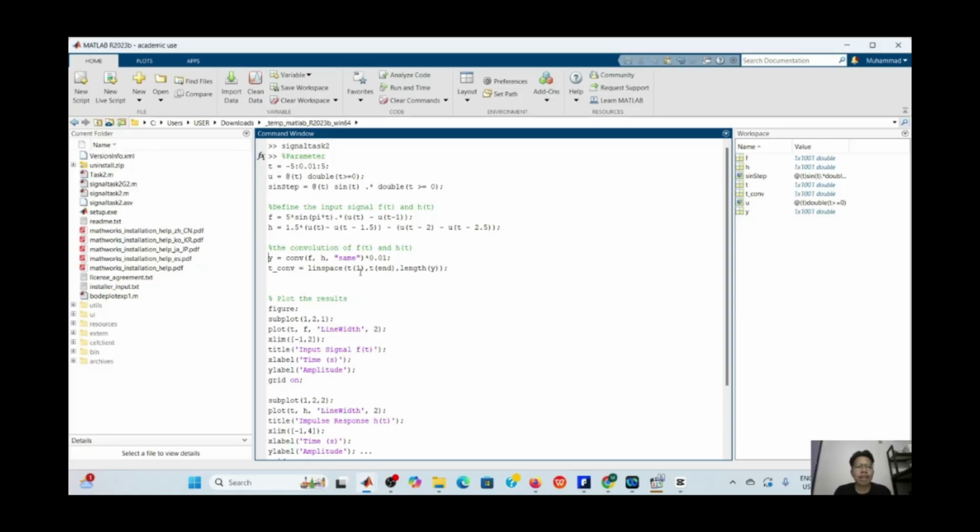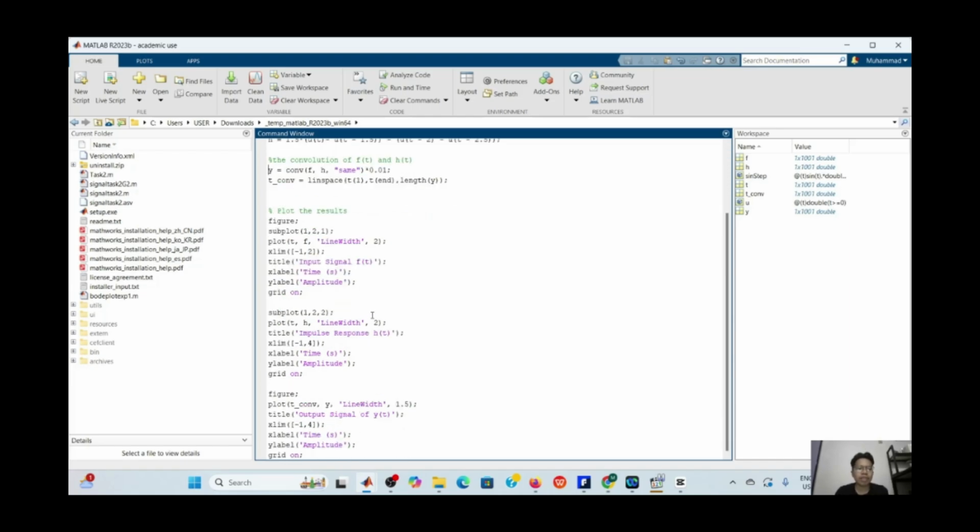Now, I will present to you the MATLAB code for Task 2. First, we define the time vector that spans from -5 to 5 seconds with step size 0.01. Then, we define the unit step function, u(t). After that, we define the input signal f(t), which we can get from 5 sin(pi t) multiplied by u(t) minus 1. Then, we define the impulse response h(t), which has a positive impulse 1.5 from t equal to 0 until t equal to 1.5, followed by a negative impulse at t equal to 2 until t equal to 2.5. Then we do the convolution of f(t) and h(t) to get the output signal y(t) using the convolution function.